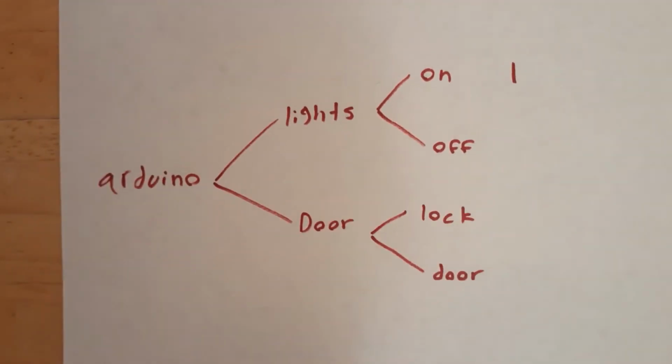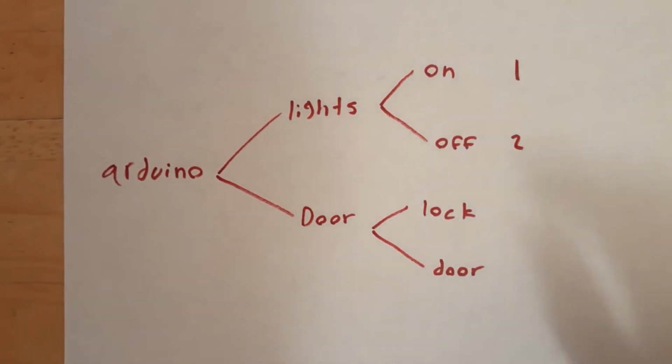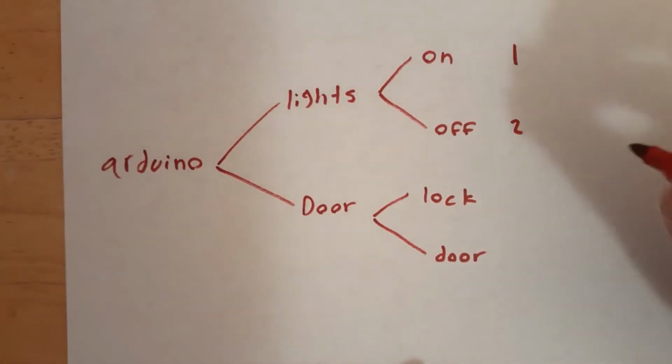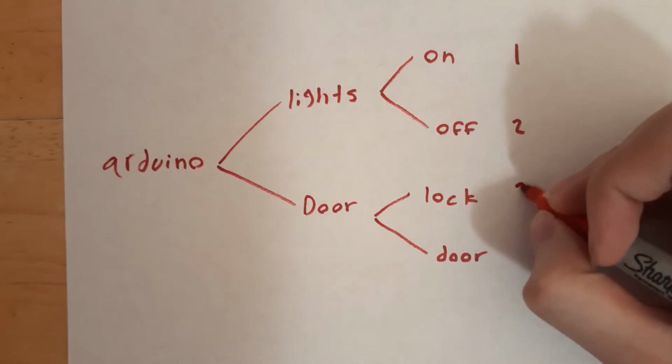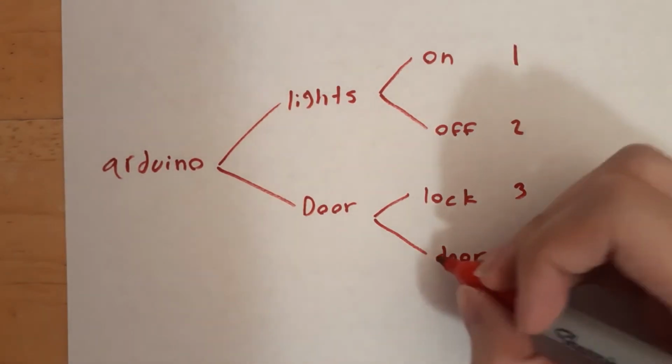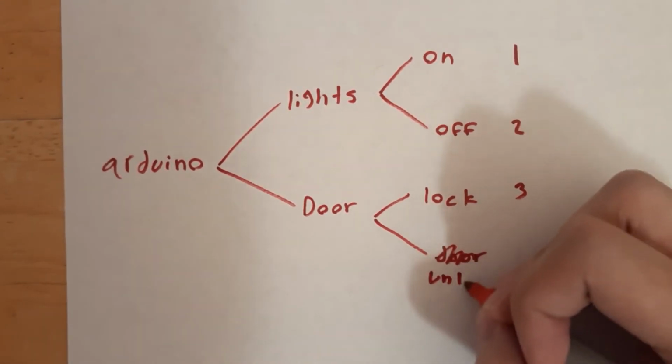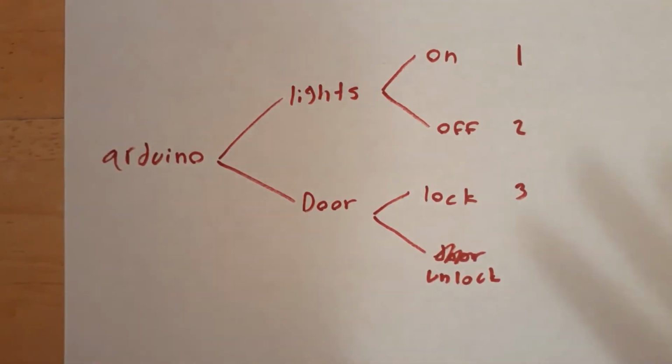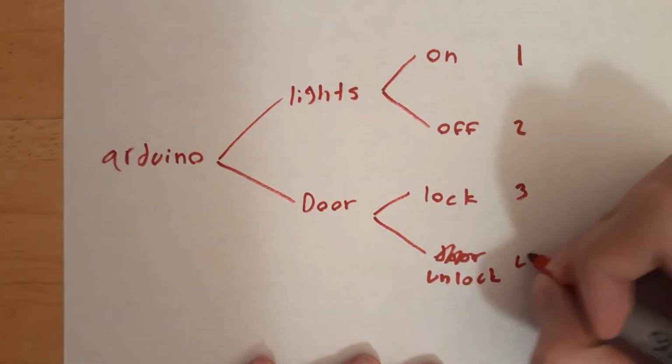Then if we say Arduino lights off, for example, it's going to give a 2. If we say Arduino door lock, that'd be 3. And if we say Arduino door unlock, it will give a 4 to the Arduino.